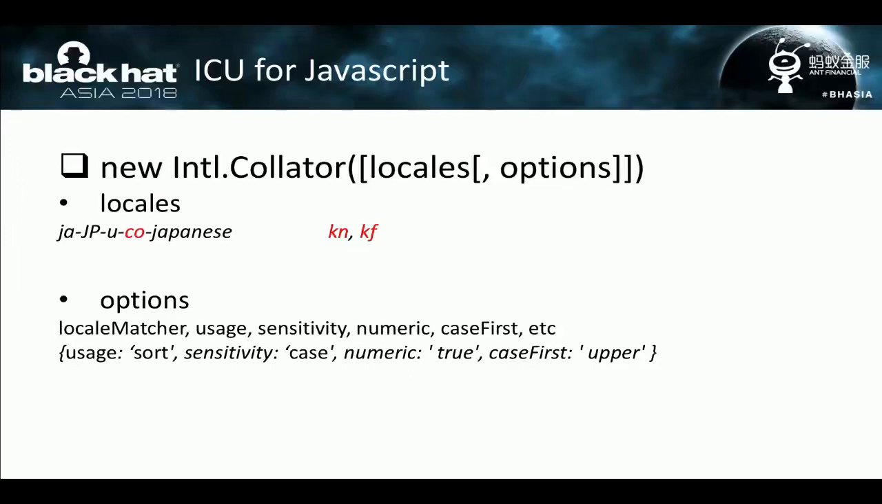Intl.Collator is a constructor for collators, which are objects that enable language-sensitive string comparison. The locale argument is like the number format's, except the Unicode extension key can be co, kn, or kf. The options are like the number format's too, but the properties are mostly different. The different properties are usage, sensitivity, numeric, and caseFirst.